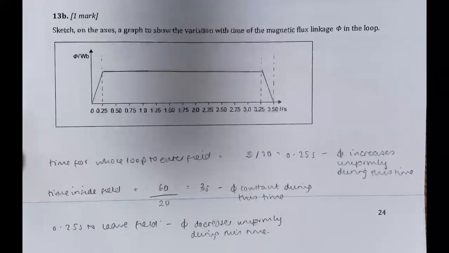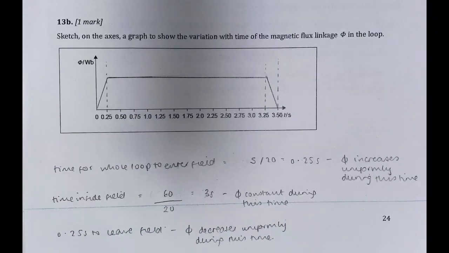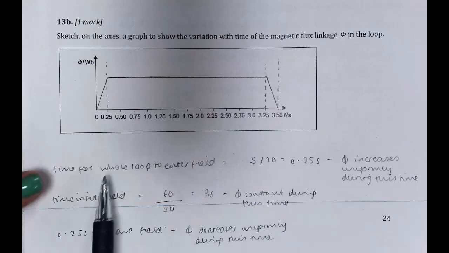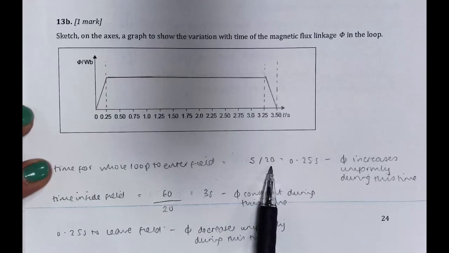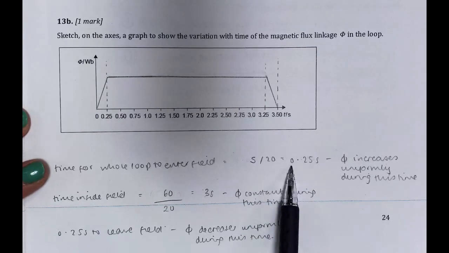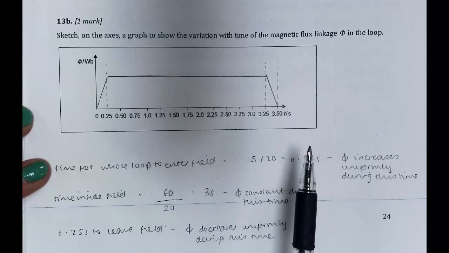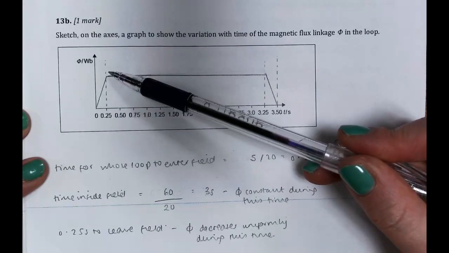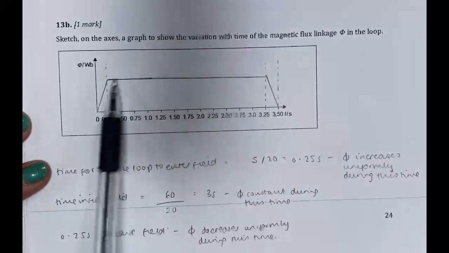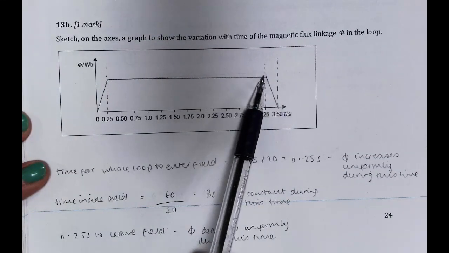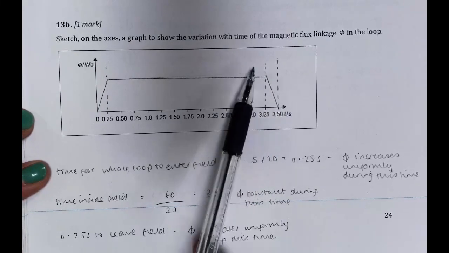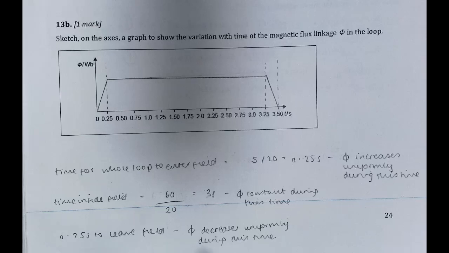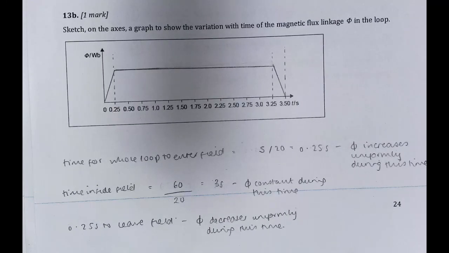Okay, in 13b, sketch on the axes a graph to show the variation with time of magnetic flux linkage in the loop. Well, we know that the time it's going to take for the whole loop to enter the field is the 5 centimetres of the loop divided by the 20 centimetres per second, gives me 0.25 seconds. And as it's entering at a steady speed, the amount of flux within the loop is increasing uniformly during this time. So therefore, flux is increasing at a uniform rate between 0 and 0.25 seconds, at which point it's fully within the field, so the amount of flux doesn't change during that time. Once we've reached the final point, it's going to take the same amount of time to drop from maximum to 0 flux. So for the last 0.25 seconds, it drops from maximum to 0. Okay, so that's what your graph should have looked like there.